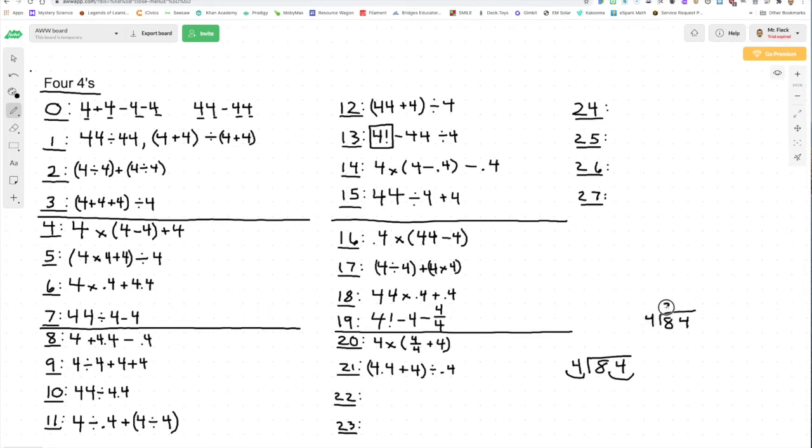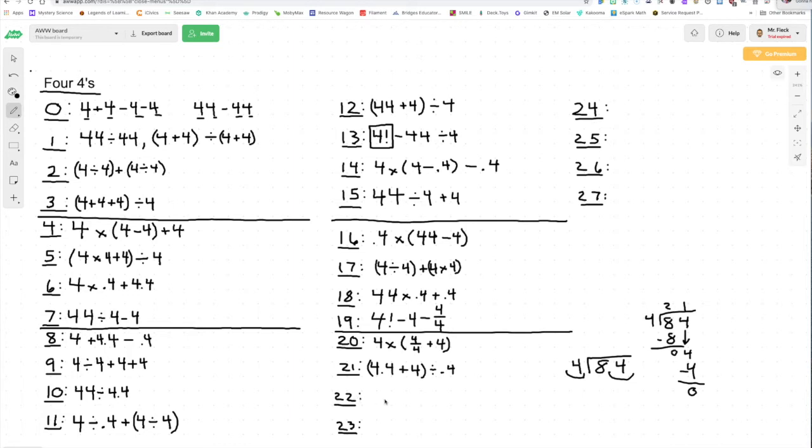Well, 4 goes into 8 2 times. 2 times 4 is 8. I have a 0. I drop my 4 down here. 4 divided by 4 is 1, and I don't have any remainders or anything, and it gets 21. So it works. That one took me a while to figure out.